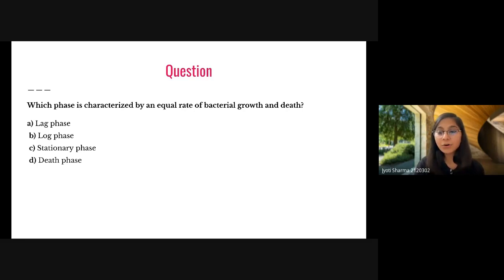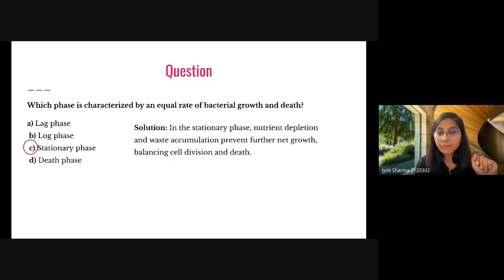Not log phase. Log phase is the exponential growth. Exponential growth means there will be very little death in comparison to the growth of the bacteria. That's why the curve is moving upward. And the stationary phase is like this, so the number of deaths will be equal to the growth of the bacteria. So this should be the stationary phase. Is it clear, Gyanendra? That this will be stationary phase only.